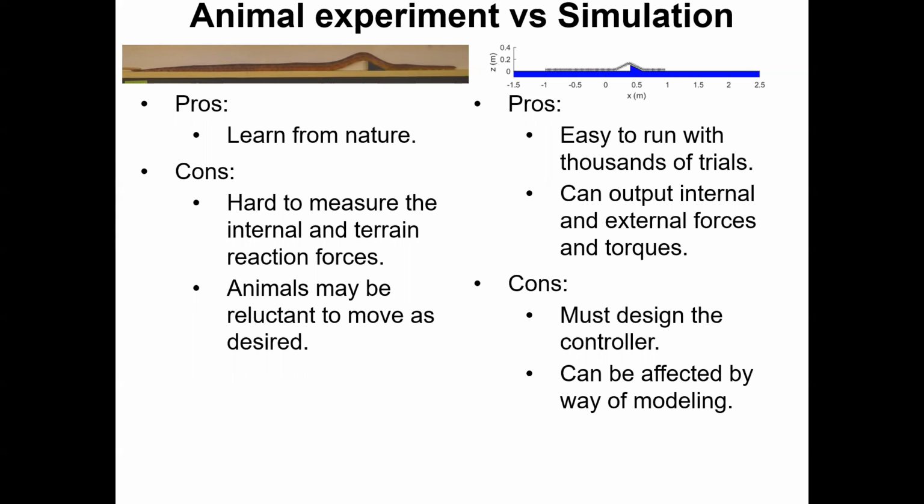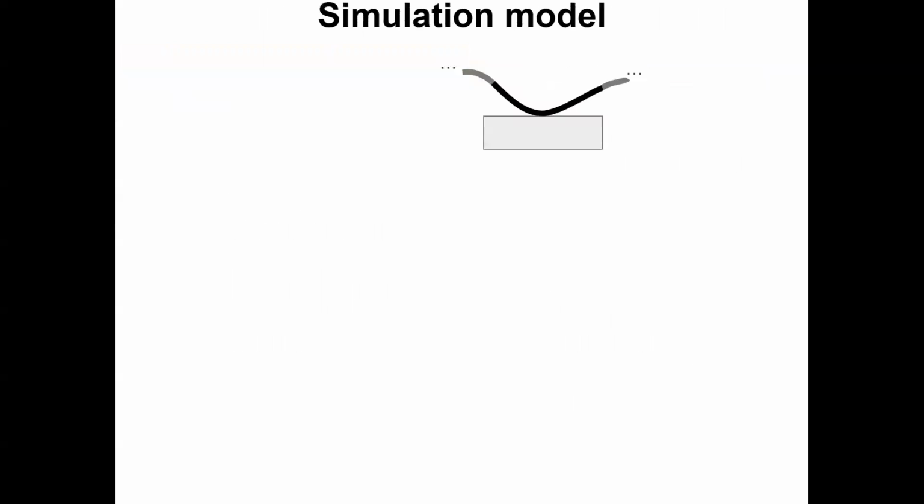At the same time, the drawbacks are that we must design a controller and the results can be affected by modeling. As a first step to understand how to use vertical bending to generate propulsion, we developed a dynamic simulation of snakes traversing obstacles.